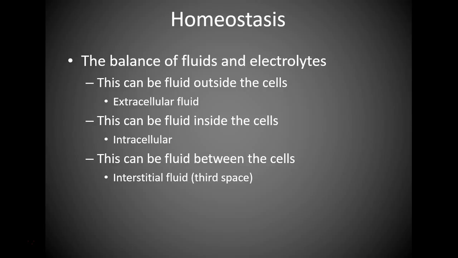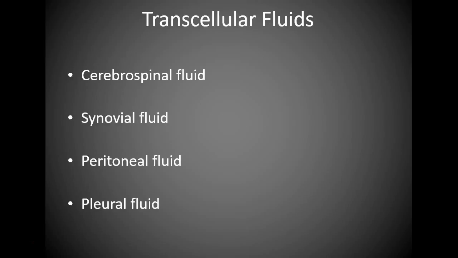So homeostasis is the balance of fluids and electrolytes. This can be fluid outside of the cells, which is extracellular fluid. This could be fluid inside the cells, which is intracellular fluid, or this could be fluid between the cells, which is interstitial fluid. With extracellular fluid, if there's too much, it's going to pull it into the intracellular fluid area. And again, if both of them are too much, it's going to pull into interstitial fluid, which is third spacing. As we go on, just keep homeostasis in mind and remember that your body is trying to balance. For transcellular fluid, this is cerebrospinal fluid, synovial fluid, peritoneal fluid, and pleural fluid.